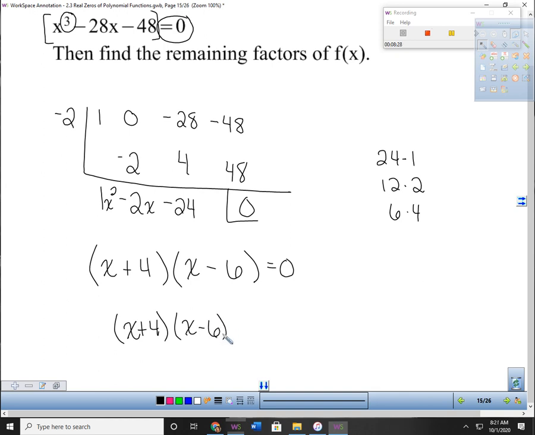It didn't ask for the remaining zeros. If it did, you would set them equal to 0 and solve for x. But it just asked for the remaining ones. And that gives me one factor, another factor, and then the third one was what they gave us originally.